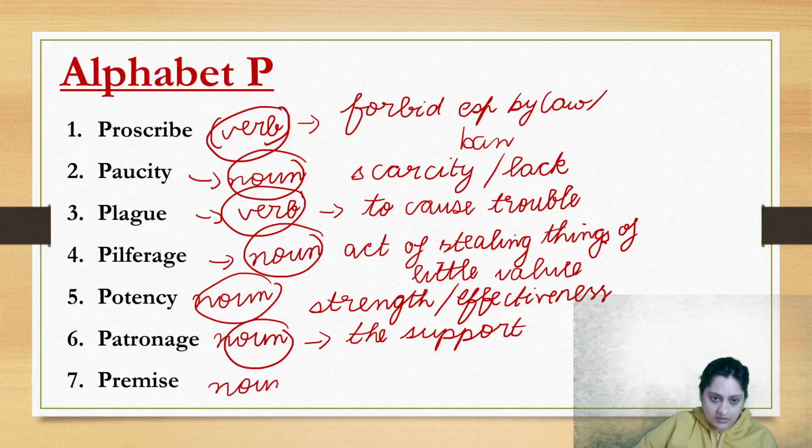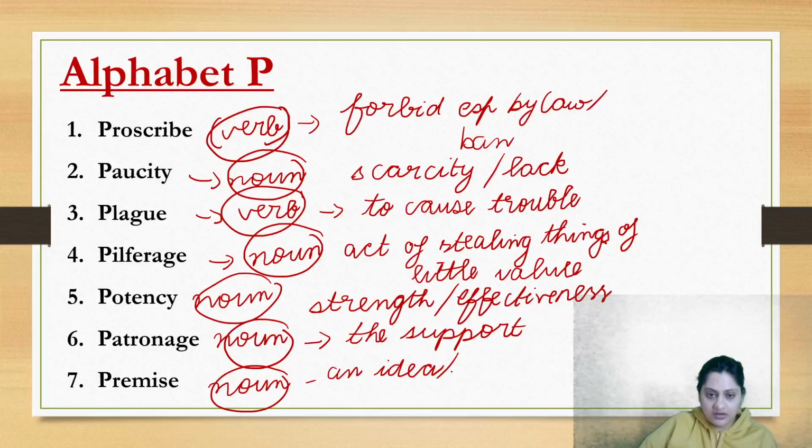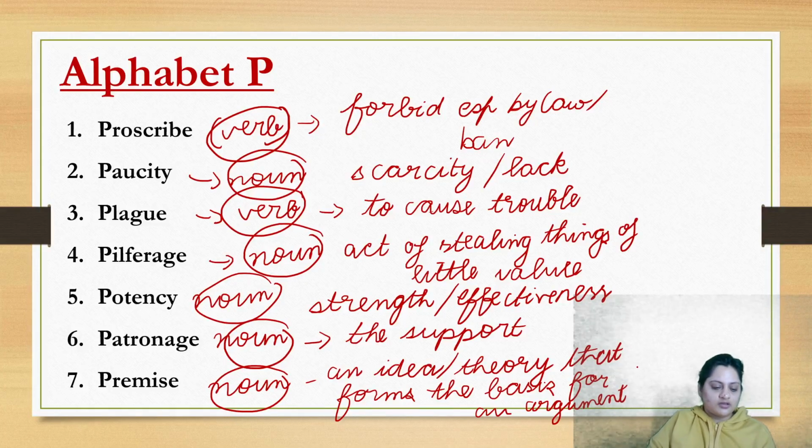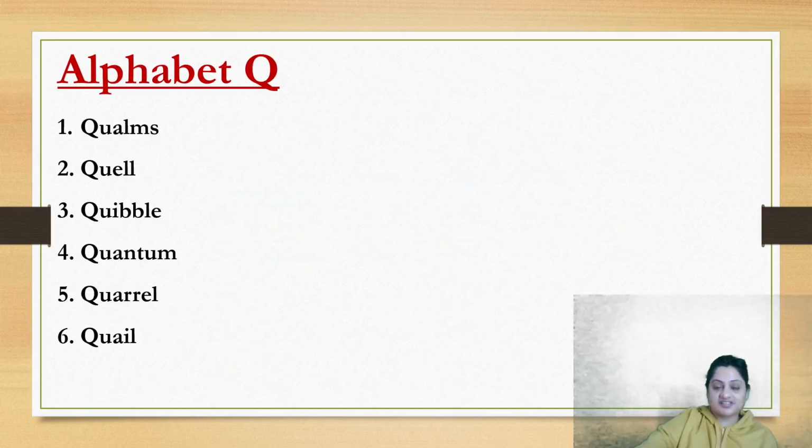Premise is a noun. It is an idea, or a theory that forms the basis of a reasonable line of argument. An idea or theory that forms the basis for an argument, right? Quickly moving on to alphabet Q. We have to complete till Z, all of the words.